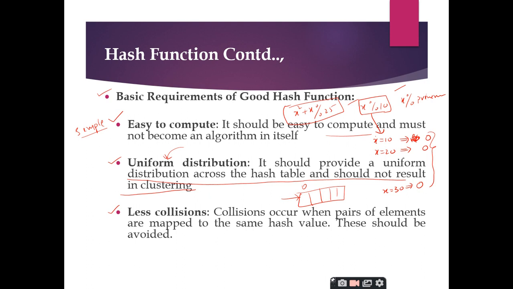Right. So if more than one value has the same hash value, or the same hash code, then it results in a collision, right? Here is what he has described. Collisions occur when pairs of elements are mapped to the same hash value. So if more than one value has the same hash value, we call it a collision, right?